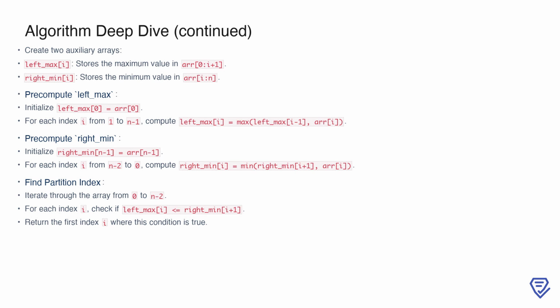To pre-compute left_max, we initialize the first element as the first element of the input array. Then, for each subsequent index, we calculate the maximum of the previous value in left_max and the current element of the input array. Similarly, to pre-compute right_min, we initialize the last element as the last element of the input array. Then, we move backward through the array, calculating the minimum of the next value in right_min and the current element. Once these arrays are ready, we can efficiently find the partition index by iterating through the array and checking where the value in left_max is less than or equal to the corresponding value in right_min.